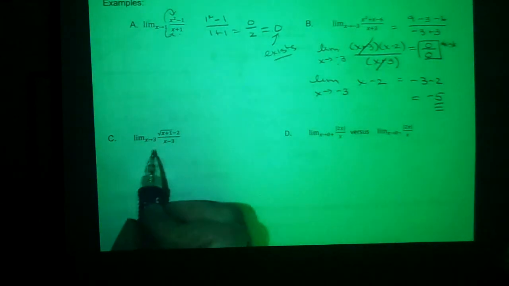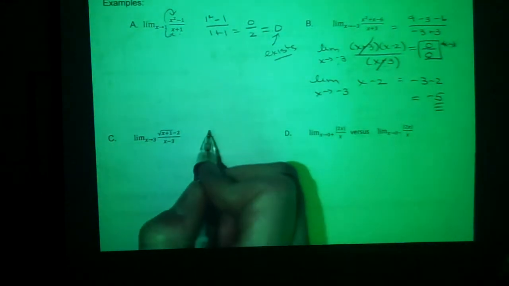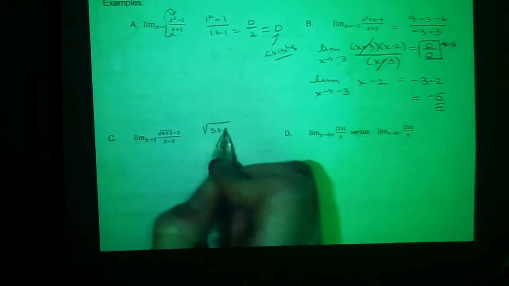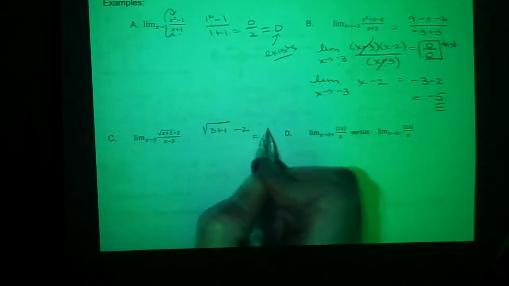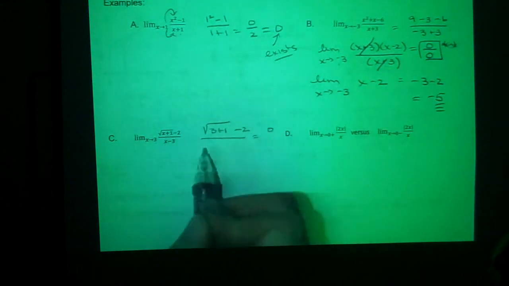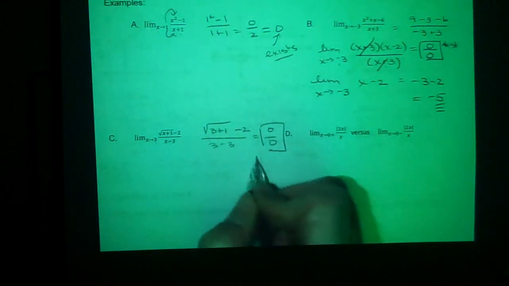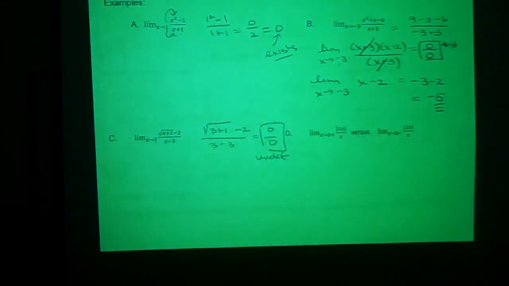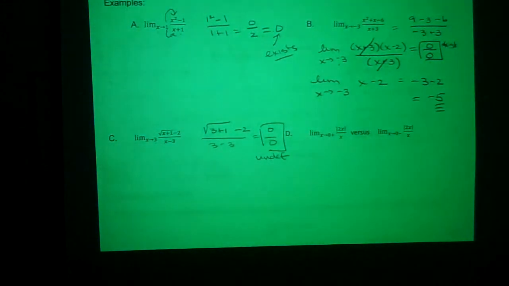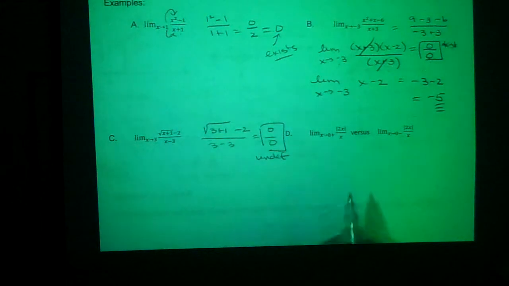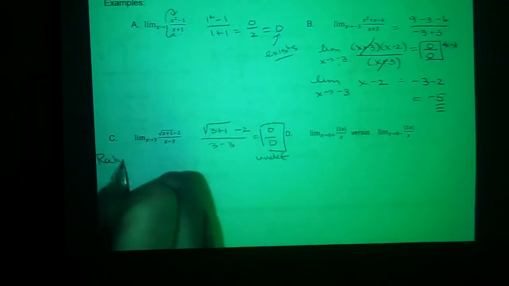So using factoring to divide out to keep it from being 0 over 0 is one of your strategies to use in your homework. Another strategy to use, because in this case if we plug 3 in, we're going to have the square root of 3 plus 1 minus 2, which is 0. And we're going to have 3 minus 3, which is 0. So again, this is undefined. It's not an answer. I need a different kind of algebra for this, and this algebra is to rationalize.